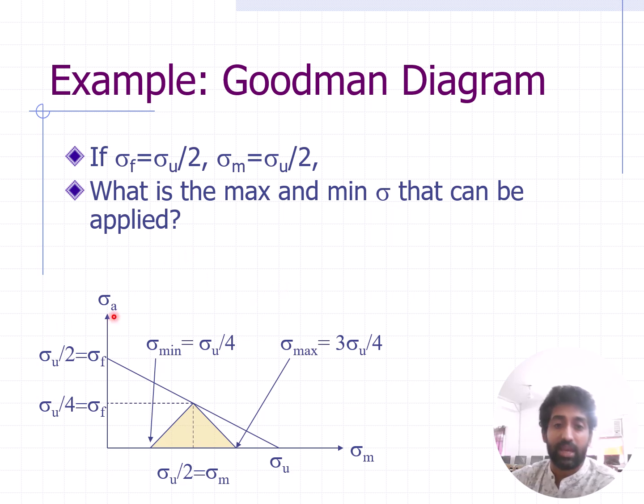Next is our example, Goodman. So you can see what is the maximum and what is the minimum that will be applied. You can find out by the Goodman diagram what is the maximum load you can give and what is the minimum load you can apply. So that actually helps us to understand. Okay, fine. This is the maximum one and this is the minimum.